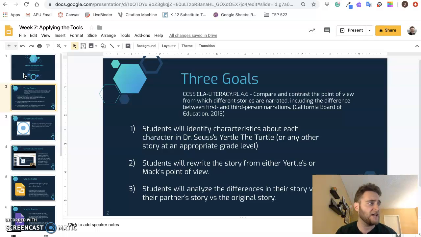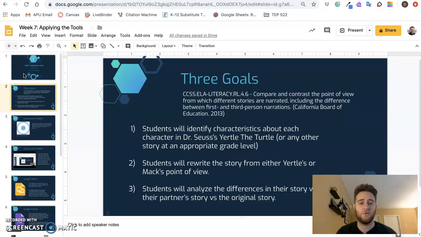So together in class we would read a short story, third person narration. I picked Yertle the Turtle for this example. The students would then, afterwards, the actual assignment is that they are identifying characteristics about both Yertle and Mac, the two main characters of the story. But then the main assignment is that they are rewriting the story, not from third-person narration, as the story is told by Dr. Seuss, but instead rewriting it first-person.